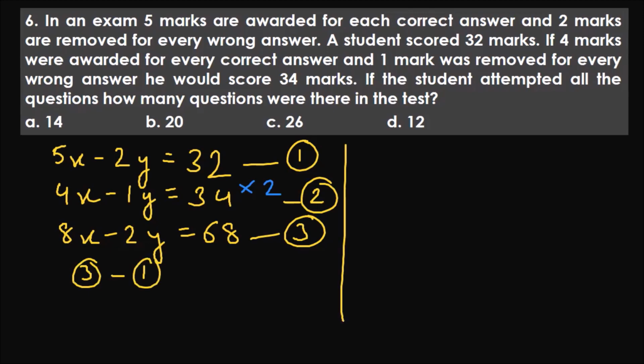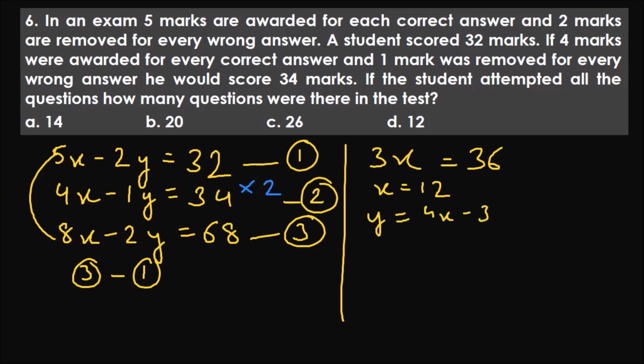What do you get? 8x minus 5x is equal to 3x. Minus 2y gone. 68 minus 32 is nothing but 36. So x equals 12. Now how to find y? Just substitute this in the second equation and get it. y will be equal to 4x minus 34. That is equal to 48 minus 34. And that is equal to 14.